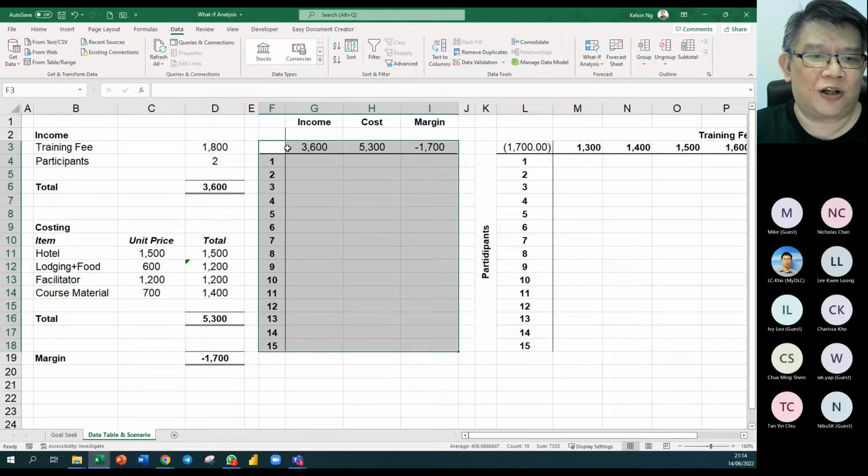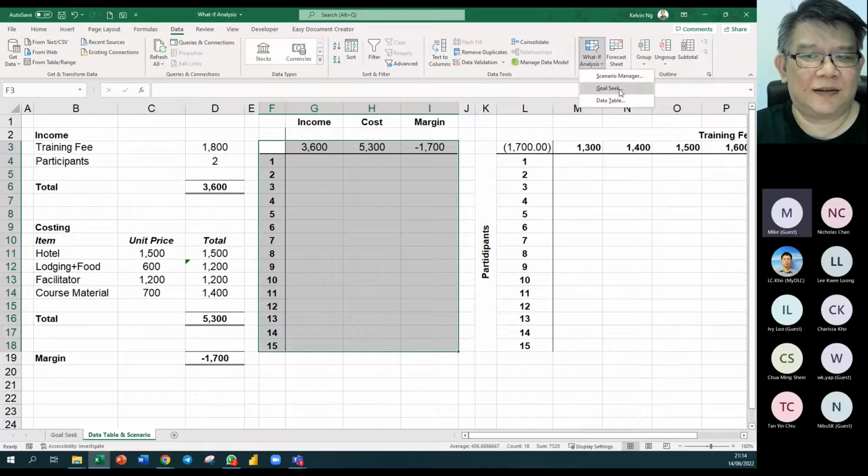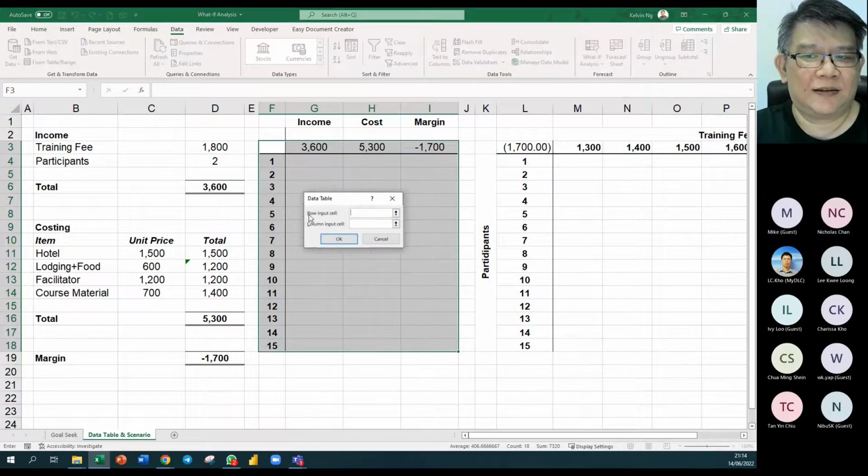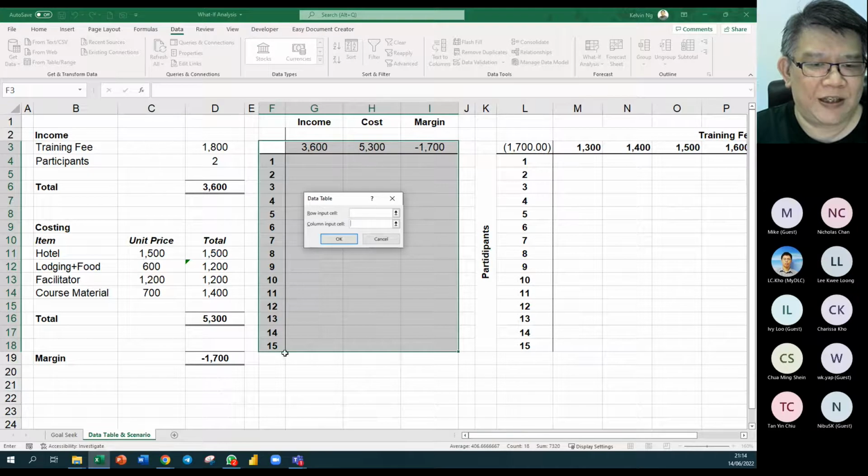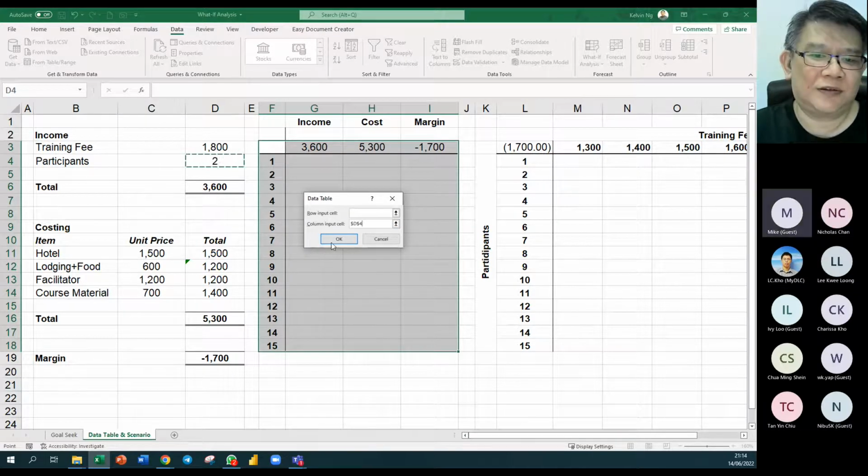When we are only testing one set of variables, that means you can put it on either the row or the column. In this example, I put in column. Then I put 3 formulas at the top. Can you go to the what-if? Let's see what you type. I didn't type anything. I just tell it to skip the row input and point the column input to the number of participants, which is 1, 2, 3, 4 until 15. So click D4 as the column input cell.